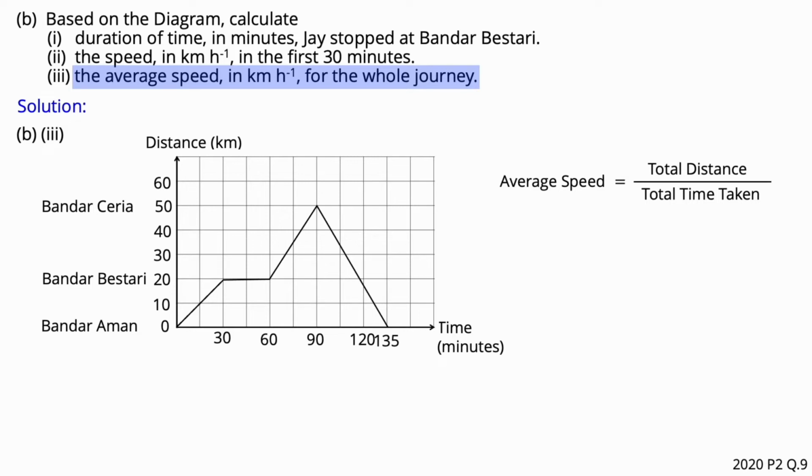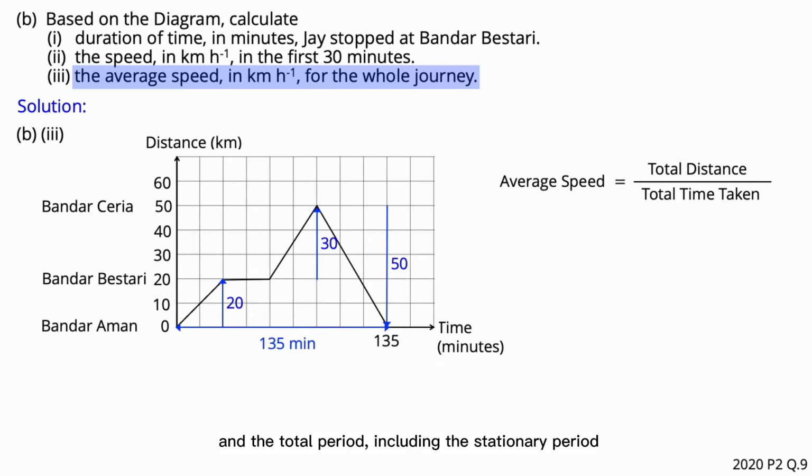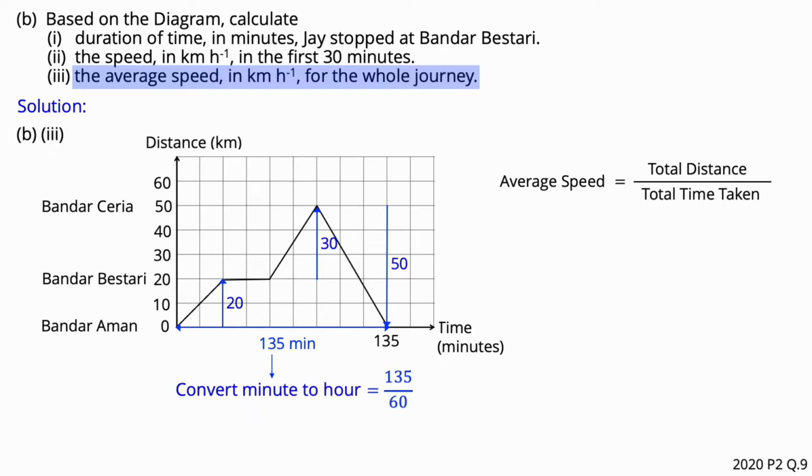The total distance for Jay is 20 plus 30 plus 50, and the total period, including the stationary period, is 135 minutes. Converting to hours, 135 divided by 60. The average speed is 20 plus 30 plus 50 divided by 135 over 60. The calculated result is 44.44 km per hour.